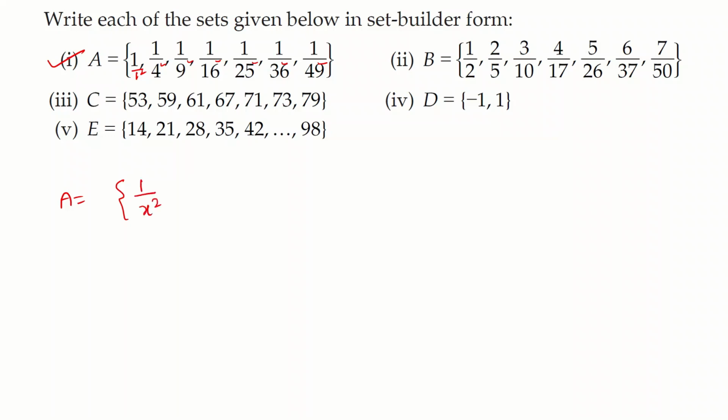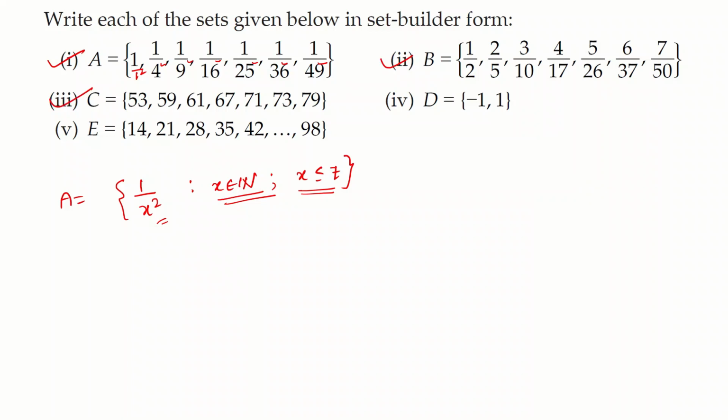So we define our set like this. It is 1 upon x squared, and then you define where your x is coming from. x is coming from the set of natural numbers, but you don't have to take all the natural numbers. You have to stop at 7. So you take x belongs to natural numbers, say any number less than or equal to 7, say for example 1, you put it down over here. So 1 upon 1 square will be 1, 1 upon 2 square will be 1 by 4, 1 upon 3 square will be 1 by 9, and so on. So this is how we write it in the set builder form. Question number 2, I leave it to you as an exercise.